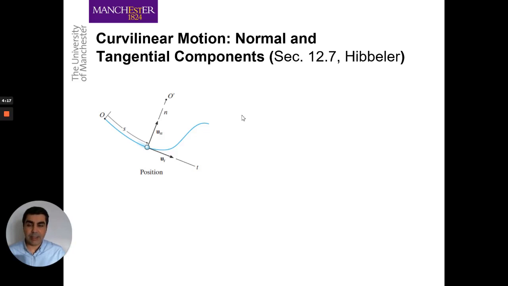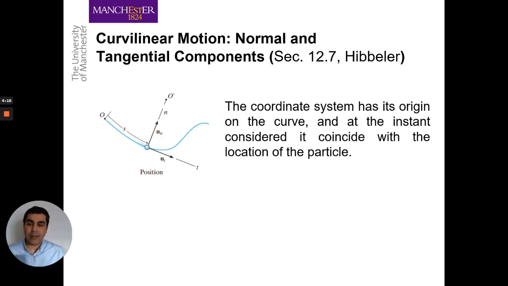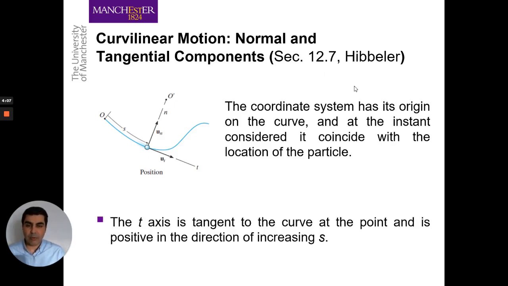question, I would like to remind you a couple of things about our coordinate systems, and you can find the relevant information in our textbook, Kibler's textbook, which is also available online through our library. So in curvilinear motion, one of the options for the coordinate system is the t-n coordinate system, where t represents the tangential direction and n represents the normal direction. And here the t axis is tangent to the curve at the point of interest, and this is positive in the direction of increasing s, the displacement.